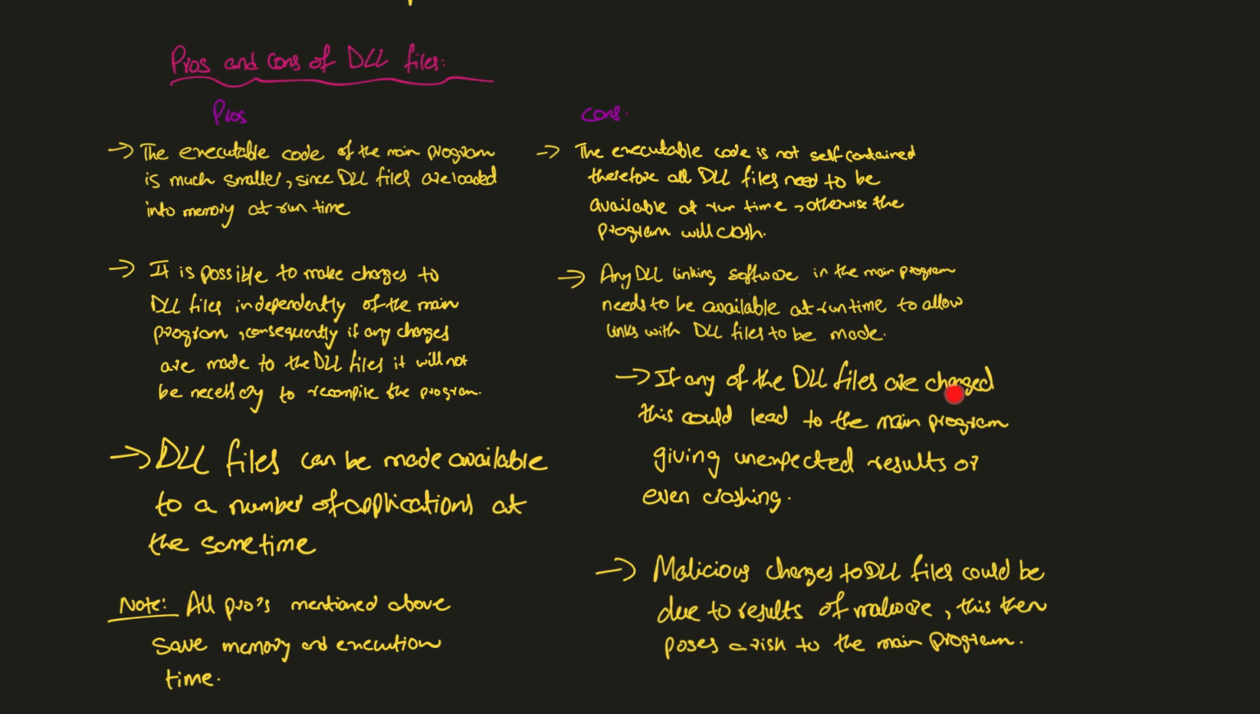If any DLL files are changed, this could lead to the main program giving unexpected results or even crashing. So if you're changing a DLL file and you do not know its compatibility with your main program, when you run it with your main program and import it, your program may crash because they are not compatible with one another, right? And if a malicious change happens to your DLL file, then when it links to your main program, it may cause the same effects to your main program. It may have a virus embedded in it and the virus may replicate itself onto your main program, right?